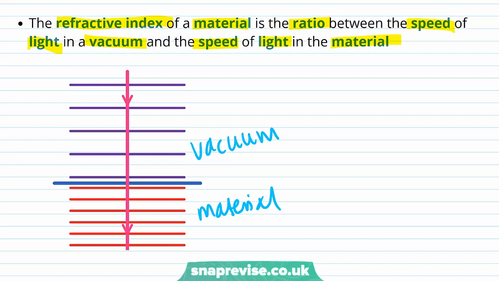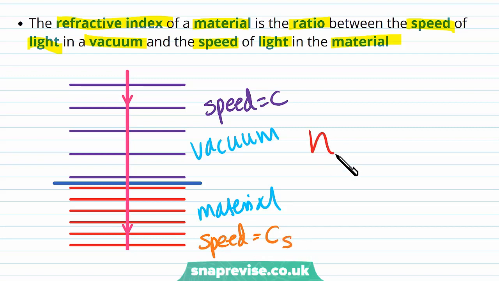So we know that the speed of light in the vacuum is going to be c. And we know c has value 3 times 10 to the 8. And then we're going to say that the speed of light in the new material is going to be equal to cs. And we've seen that we can write the refractive index of this material as the ratio of c to cs.